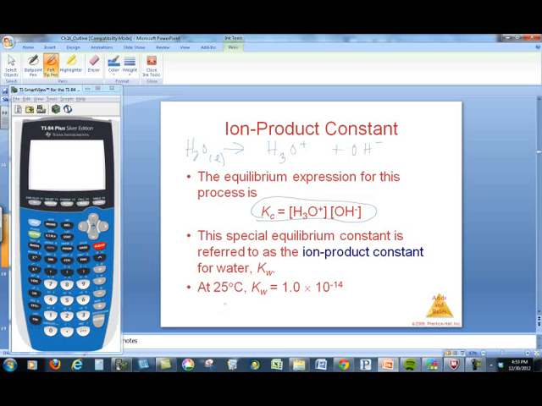And we also learned that at 25 degrees C, the ion product constant for water is 1 times 10 to the minus 14. That's an important number that we need to know. It helps us solve a lot of things.